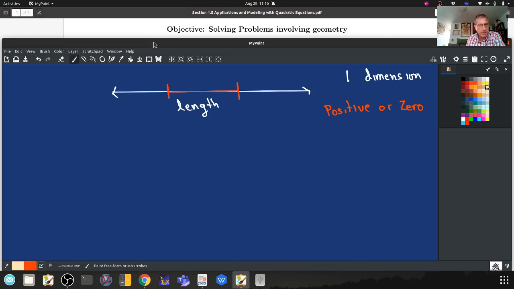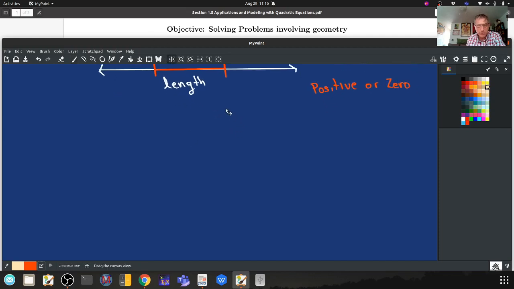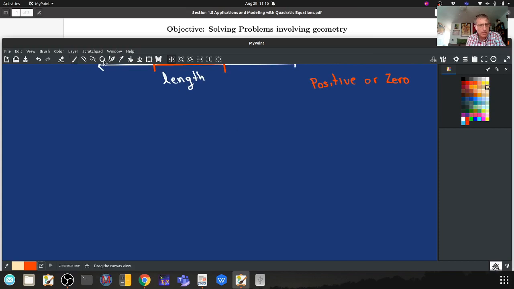So let's move up a dimension, to 2 dimensions. Well, 2 dimensions are going to be modeled using the 2-dimensional Cartesian plane. And this is especially for you who will go on into calculus. So the x and the y represent two dimensions: x is one dimension, y is another dimension. And this is 2 dimensions.